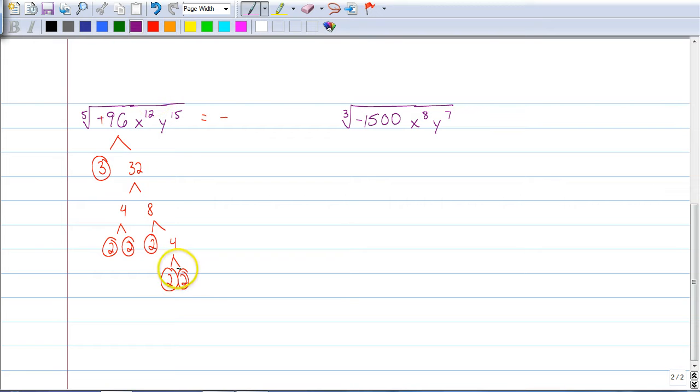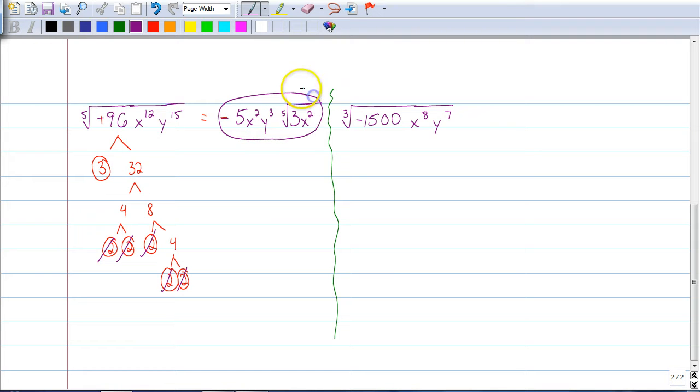So this is a fifth root. So for every 5 of the same number, I get to take 1 out. 1, 2, 3, 4, 5. So that means my answer is going to be a negative 2. I'm left with a 3. So remember, we have a little gap there, and I'm going to fill that gap here with possibly an x and a y. So now, for the x's, 5 goes into 12 2 times, so that means I'm going to take out 2 x's with the remainder of 2. 5 goes into 15 3 times evenly, so this is my answer. Negative 2 x squared y cubed times the fifth root of 3x squared.